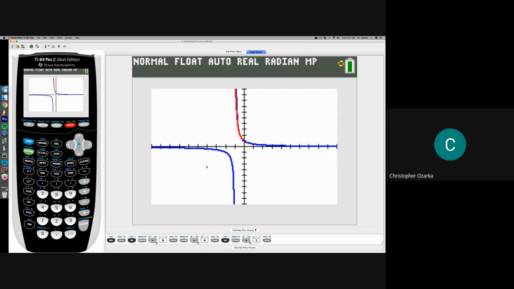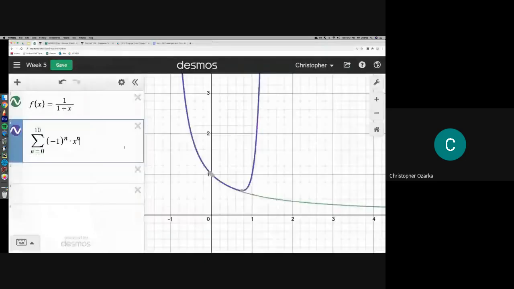Here we go. And you can see between -1 and 1, there's some overlap, and then it diverges after that. So that's how you do that.